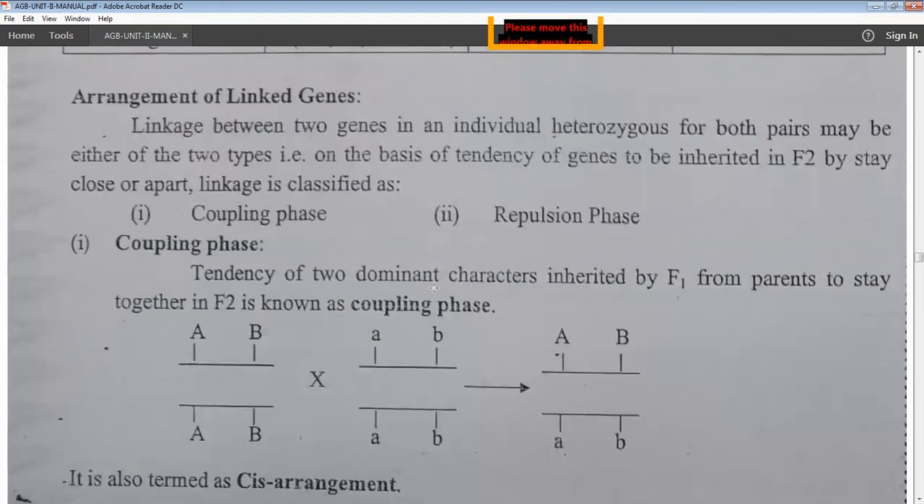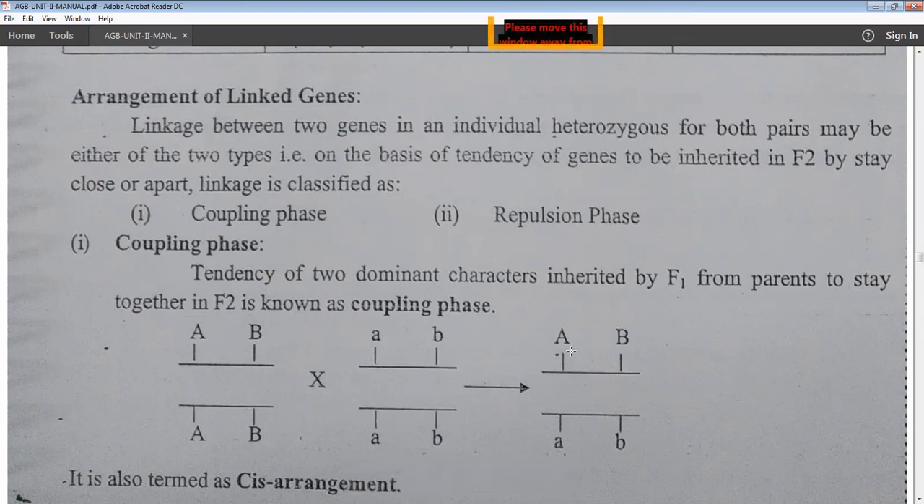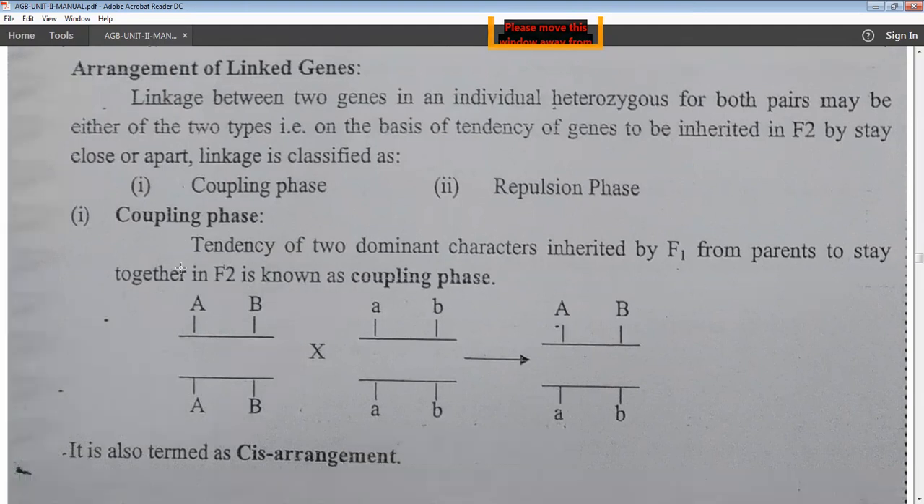Coupling is the tendency of two dominant characters inherited from the parents in F1 to stay together in the F2. Okay, these are the dominant characters. So when we cross with the recessive, this dominant will stay together like this, and the other character will stay like this. Okay, this is the coupling phase, or coupling type of linkage, or coupling type of linked genes.